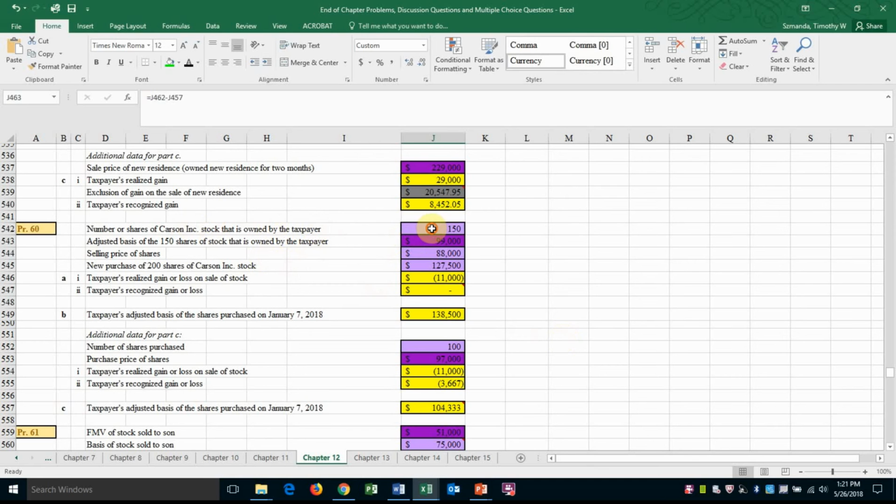Well, I listed the 150 shares. I changed the adjusted basis of the 150 shares to 99,000. Selling price of the shares at 88, and then the new purchase of 200 shares of stock of $127,500. There is a wash sale here because the sale and the purchase of the replacement stock occurred within 30 days of each other, and we know from the wash sale that there really has been no fundamental change in the ownership of this stock.